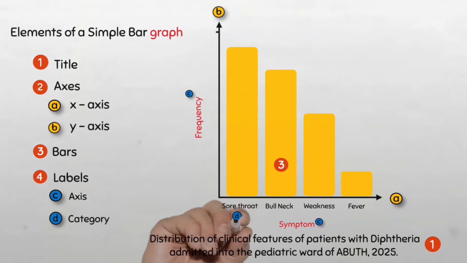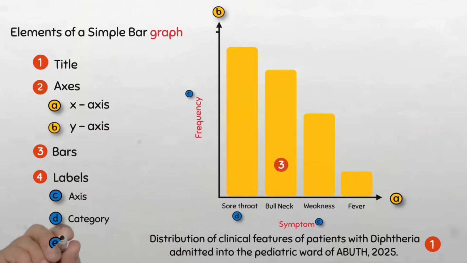Let's just tag one of the categories. Nice. And finally, the data labels. These are numerical values for each category. This is usually displayed on the top of each bar to show the exact point that it represents on the y-axis. And this may be frequency, proportion, or percentage.